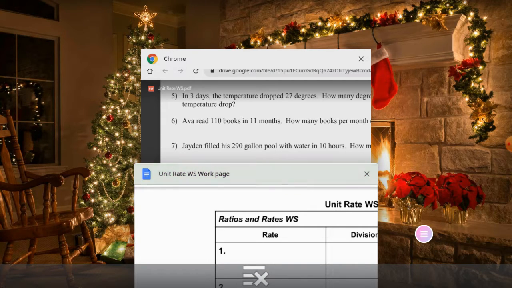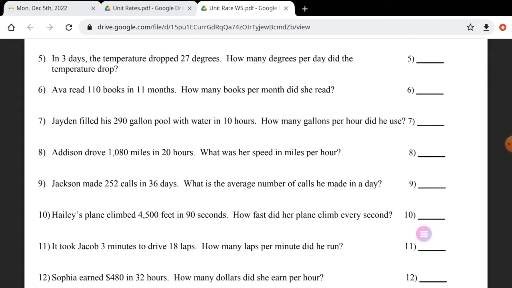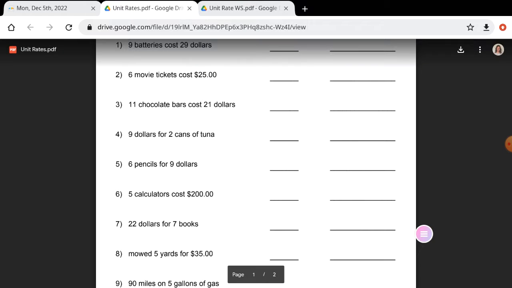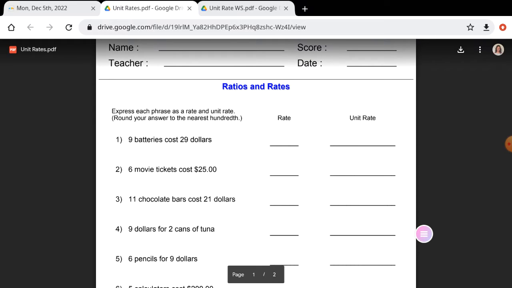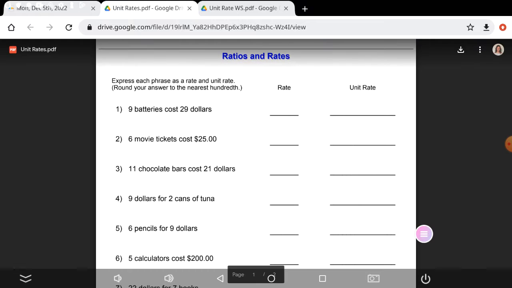So looking at, not this one, go to the front side, looks like this. If money is involved, we put it on top. If money is not involved, and this is the only information it gives us, we just do it in the order that it's given, because again, we could do either way. So this first one says 9 batteries cost $29.